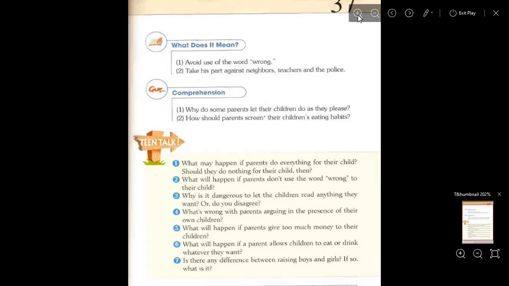If they don't use the word wrong, I think they would think that they are right and they will do anything, and the parents didn't say wrong so they think it is always right. Yeah, that's also a good idea. If the parent will not say, okay, what you did is wrong, then the child will not know that it's wrong. They will only think, oh, maybe this is right because my parent did not say I'm wrong. That's also a good idea. Very good.